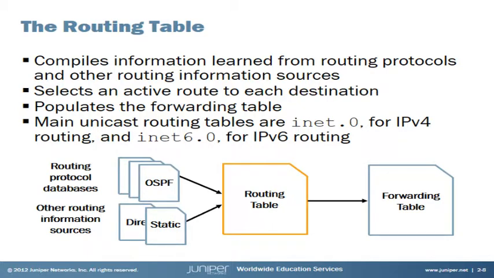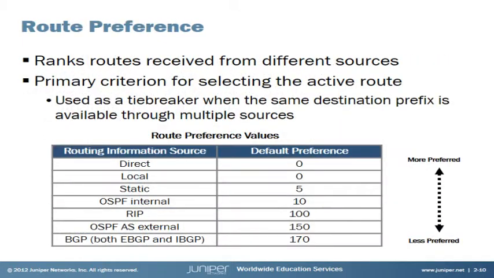So the main unicast routing tables are called inet.0 for IPv4 and inet6.0 for IPv6. They are the two main default routing tables that exist. We can create others, and we will create others as we go. So we've got these two routing tables, one for IPv4, one for IPv6.